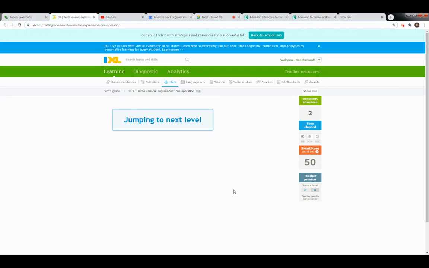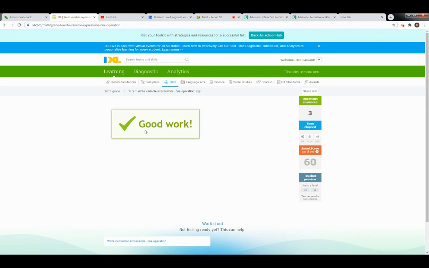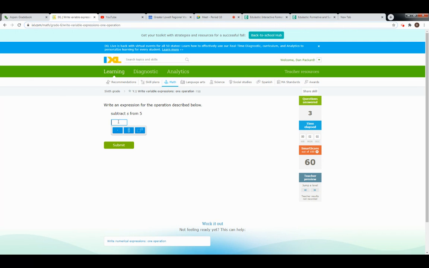Okay, let's jump a level. Raise Z to the third power. So again, this is just Z, exponent button, and then 3. Now here's a subtract one. This is where you want to grab the note sheet. So I grab the note sheet and I see subtracted from is going to flip the order. So whatever comes first is actually being subtracted at the end. So this is actually 5 minus S. Okay, so that's that one.